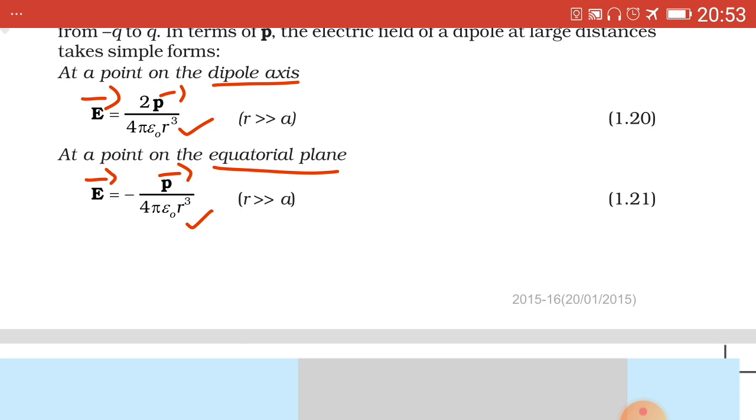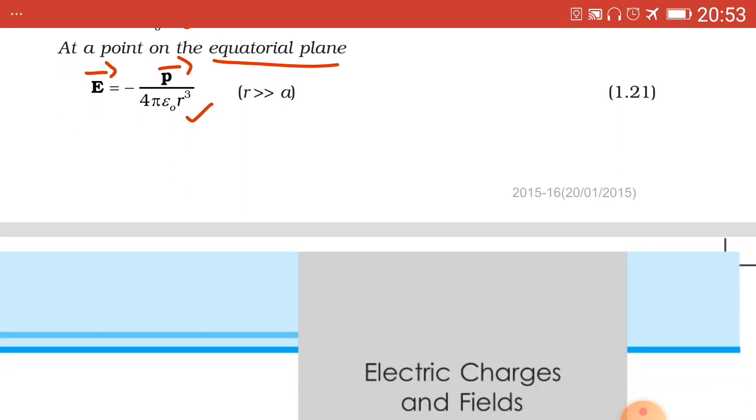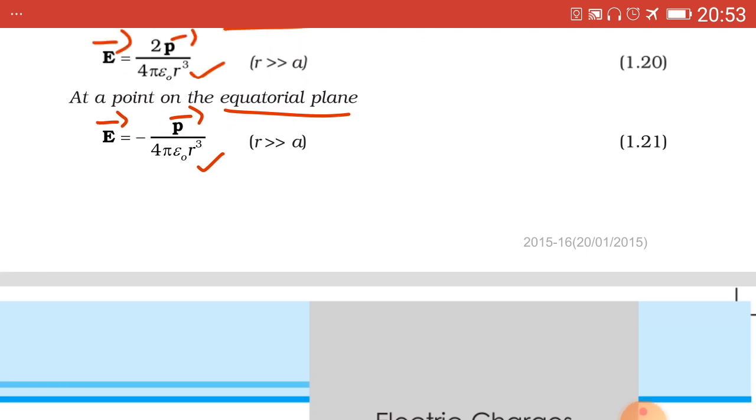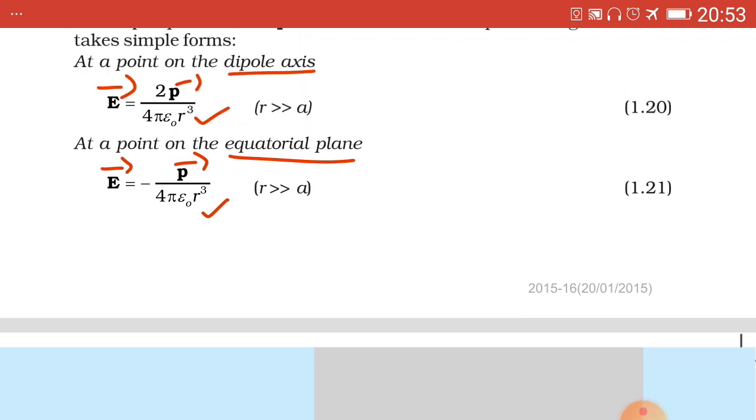Similarly, on equatorial plane, vector E equal to minus p vector upon 4 pi epsilon 0 r cube. Both the equations have been tick marked, and in both the cases it is for r greater than a, and here in the last case the most simplified form in terms of k is equal to minus kp upon r cube into p hat, which we have written ahead.